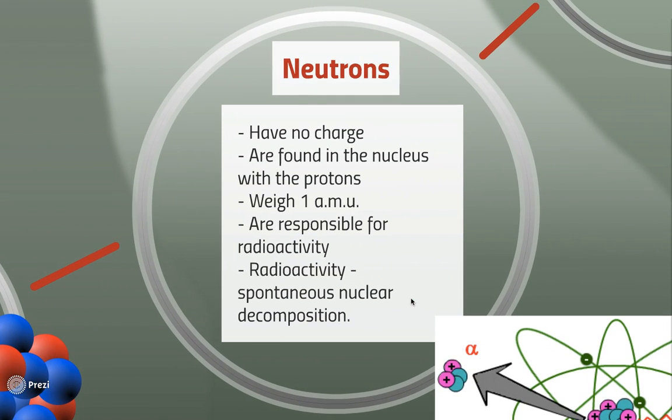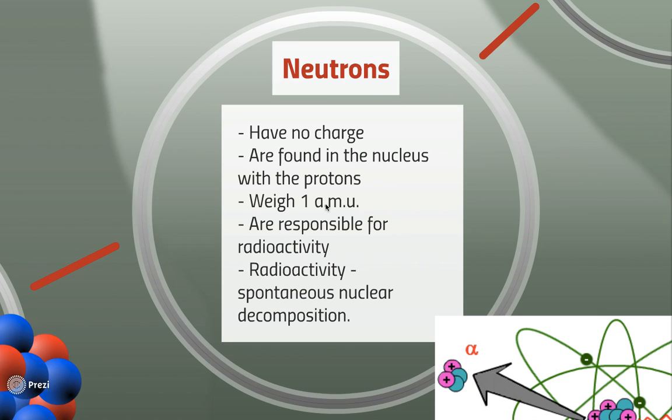What about neutrons? Neutrons have no charge. Okay, so protons have a positive charge, neutrons have no charge. But they are found in the nucleus. They have a mass of 1 atomic mass unit. The interesting thing about neutrons is that they are responsible for radioactivity. Okay, neutrons can be spontaneously released in nuclear decay.